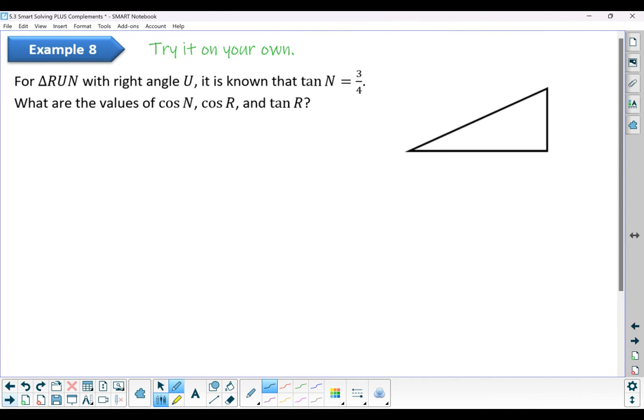Okay, one more of those just because that's complicated. So our first thing is to label up our diagram or make a diagram. It says that right angle is U, and it says the tangent of N is 3/4. Tangent is opposite over adjacent. So I've labeled the 3 on the opposite side from N and the 4 on the adjacent leg to N. So we need to calculate the third side.